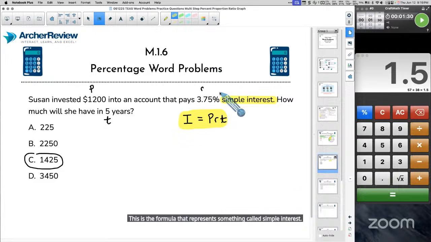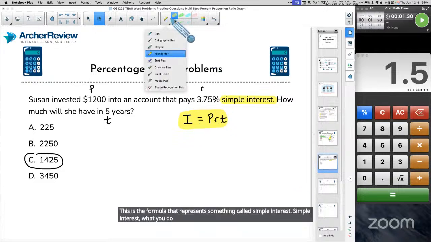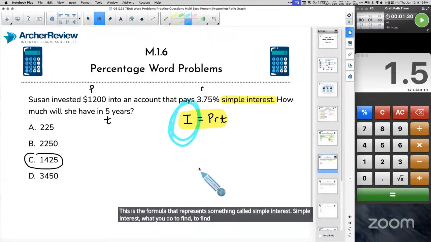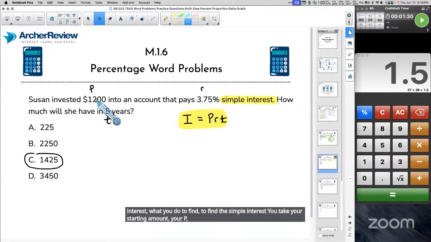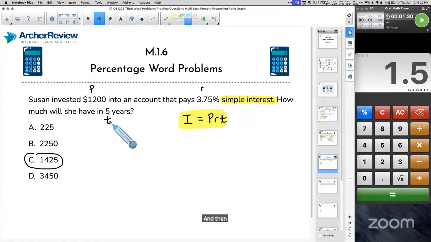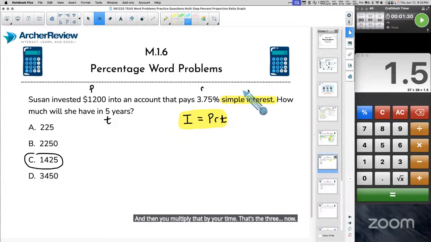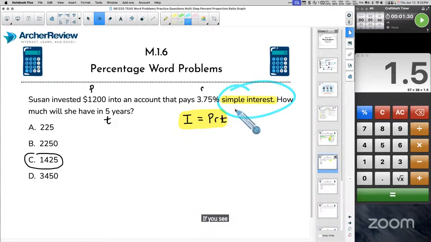Simple interest, what you do to find the simple interest, you take your starting amount, your P, that's called your principal. You multiply it by your rate, whatever percentage interest rate you get, and then you multiply that by your time. That's the three. Now, if you see that word simple interest, y'all, or you see something mention interest on the TEAS, probably it's going to be PRT, principal times rate times time.